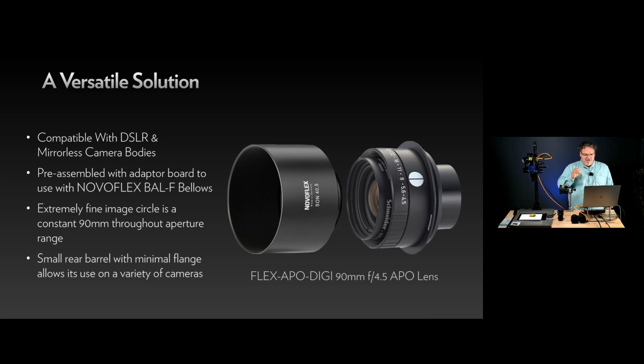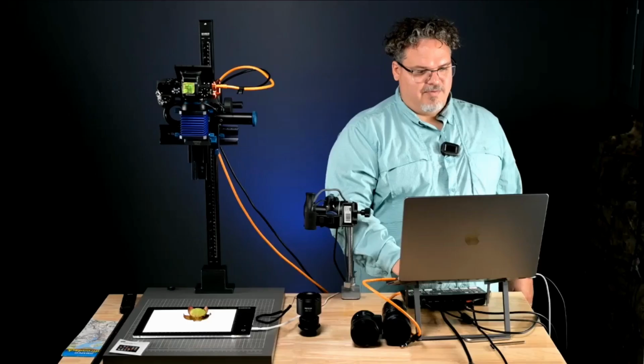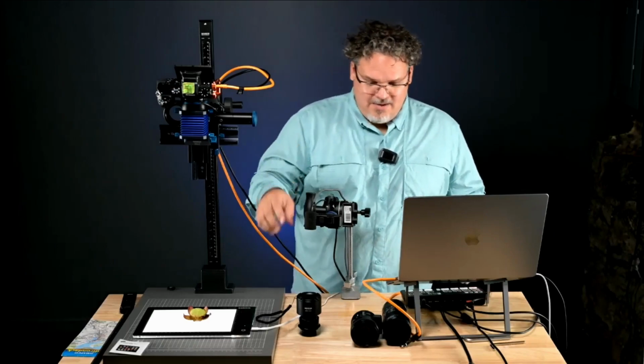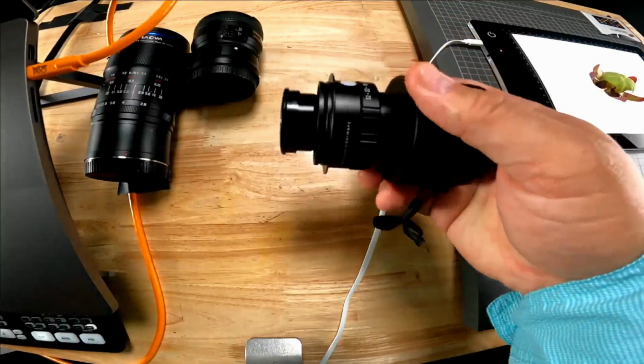It's really wonderful, the image circle is a constant 90mm throughout the aperture range. Sometimes in other lenses, when you stop down, the image circle might get bigger or smaller. This is optimized for exactly what we're talking about. And the small rear barrel with minimum flange allows its use on a variety of cameras. What does that mean? Well, let me show you.